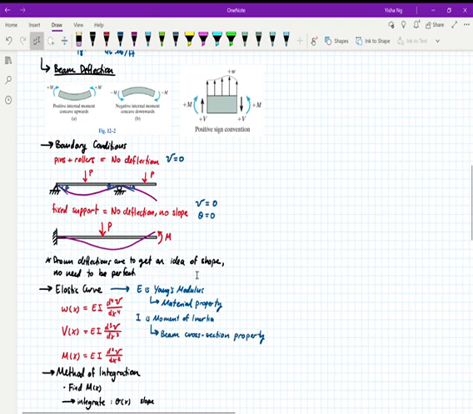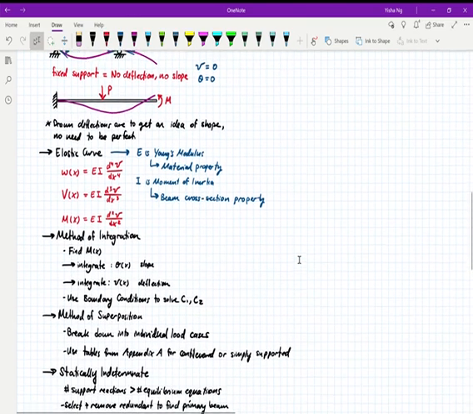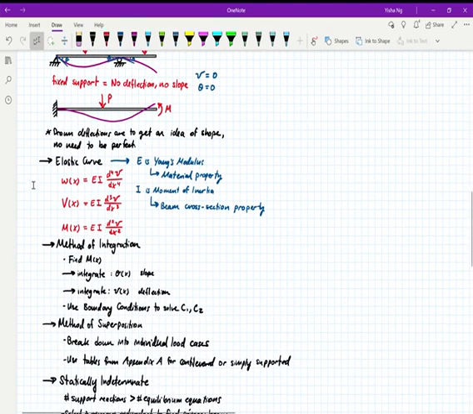Basically, you're drawing deflections to get an idea of the shape. It doesn't need to be perfect, but it will help you as you reference it for the rest of your problems. Okay, so for our elastic curve, we basically use a process of integration. We have our distributed load is equal to EI times the fourth derivative of your deflection. Your shear is the third derivative of deflection, and your moment is the second derivative. And then we use this basically to integrate to find the slope and the deflection.